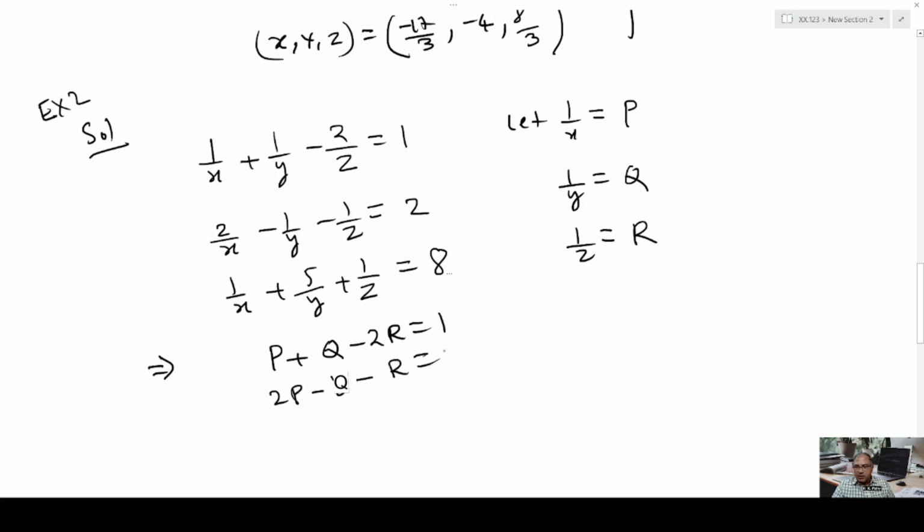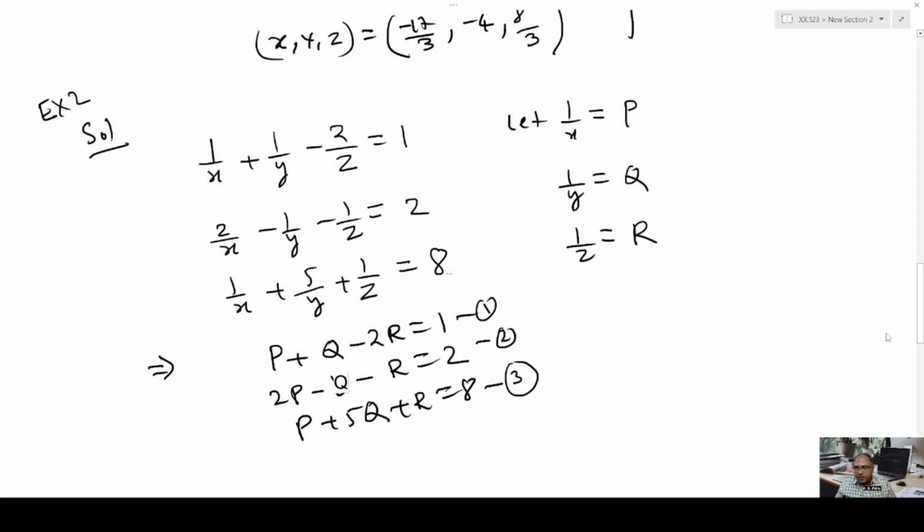minus r equals 2, and p plus 5q plus r equals 8. Now this complicated form has been converted into an easy pattern by just assuming 1 upon x equals p, 1 upon y equals q and 1 upon z equals r. Now these three equations can be easily solved by using the above procedure.